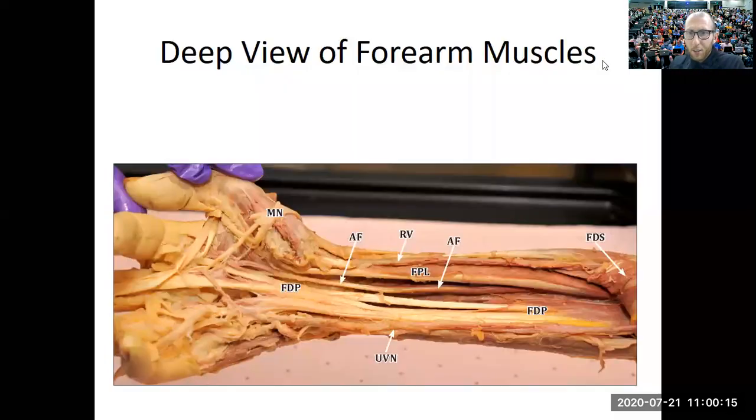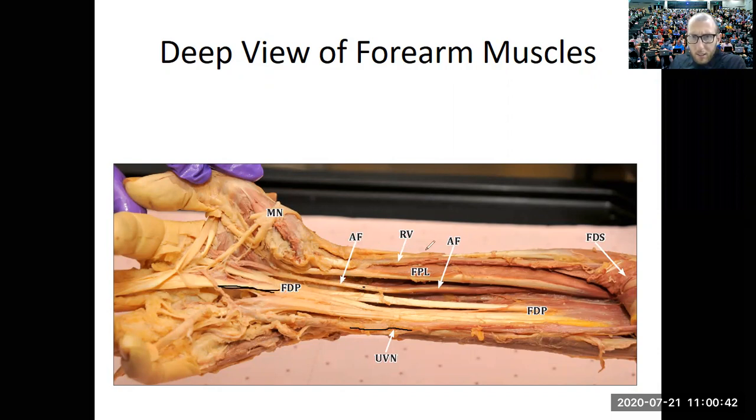Here is a cadaver picture of really the deeper structures of the forearm. Not going to test you on this picture, just want you to kind of see it. It's very similar to the pictures in your book. You can see different nerves coming through. It's the ulnar nerve here. Median nerve is deep within there. Trying to find it here.